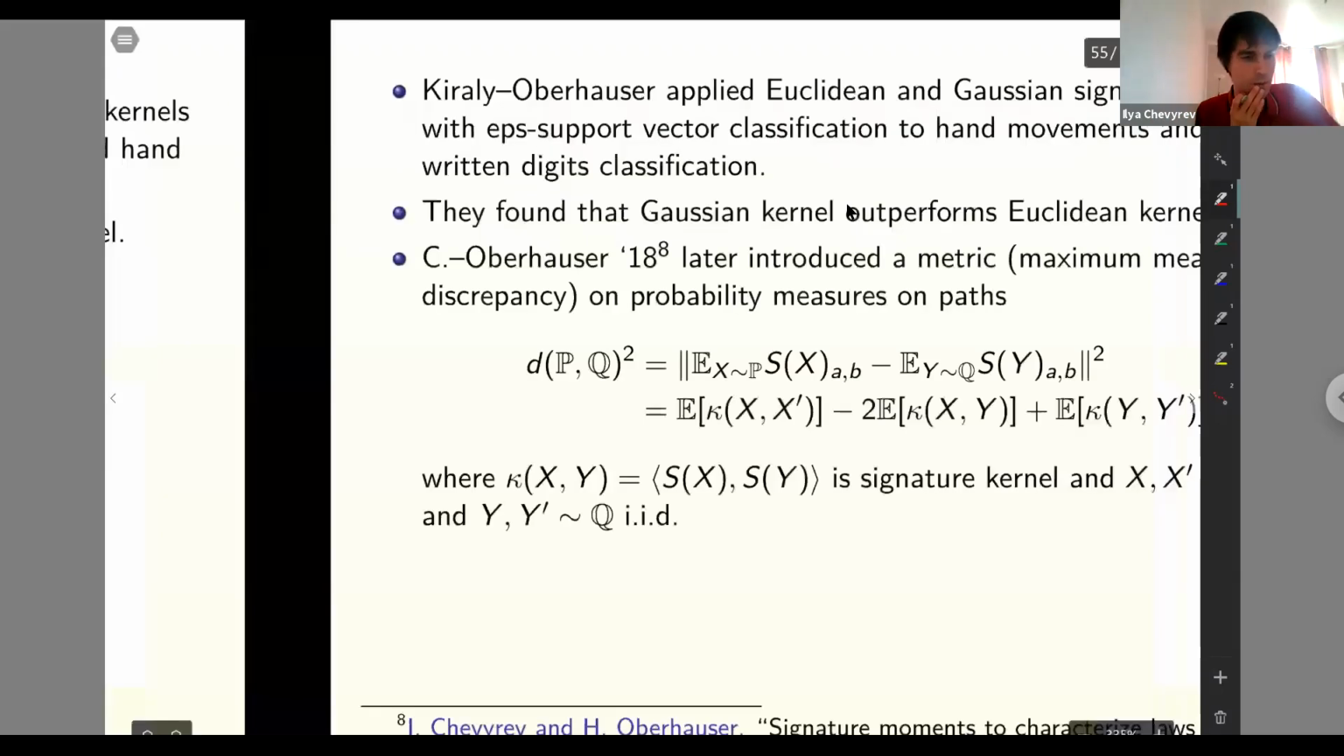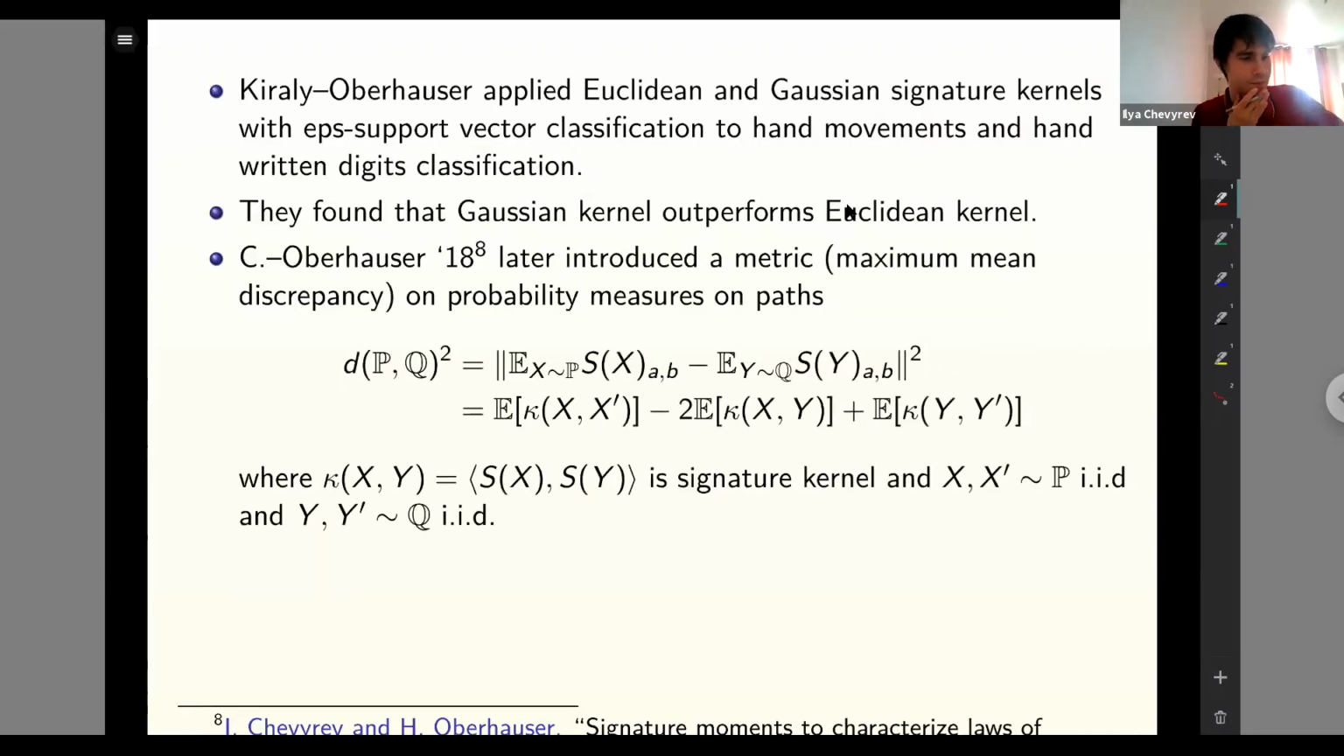Okay, so in the last 20 minutes, I want to present what Harold and I did in this direction. A few years after this work, we used this idea of kernels as well as expected values of signatures to introduce a metric on probability measures of paths. Our main motivation was actually theoretical, but we applied it later to a computational problem.